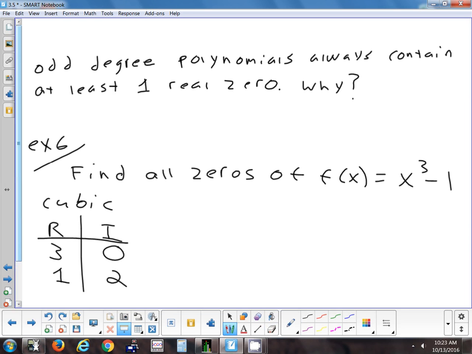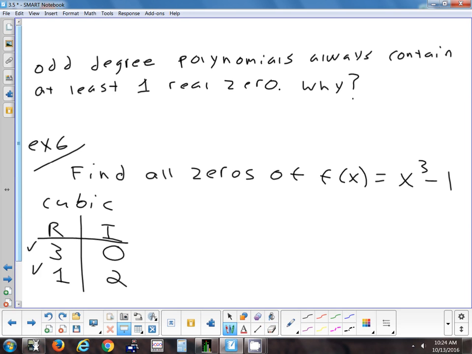So if you go up forever and down forever, connected, are you going to go through 0 somewhere? Of course. So that's why odd polynomials always have 1 real 0. And then either one of these cases can occur. Now, this doesn't mean that your 3 real roots are distinct. Repeated roots count as an answer. So maybe you see the same answer twice, or even 3 times.